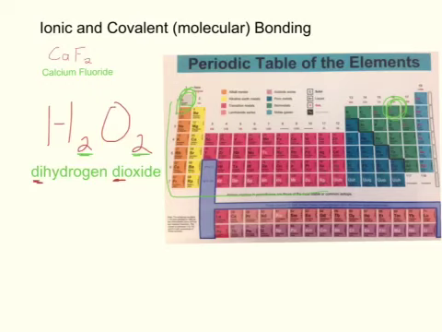So, going from the formula to the name, you need to see if it's a metal and a non-metal. If it is, it's ionic. If it's two non-metals, then it's covalent.